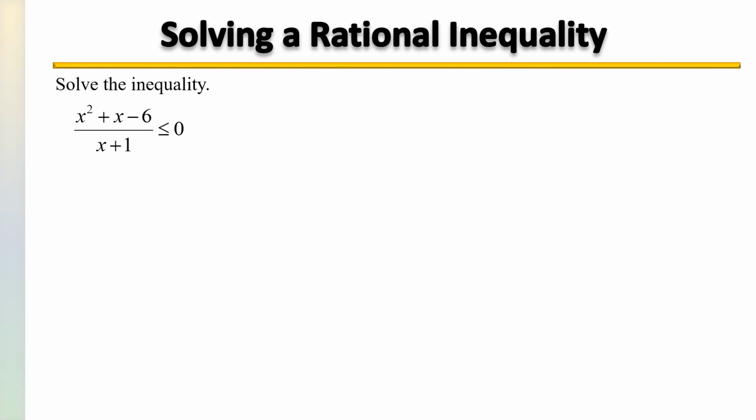Let's do one more inequality. So here we have an inequality with a single fraction on the left side and 0 on the right. So we have it in the correct form. That's great. Now we can go ahead and proceed to step 2 to find the boundary points. We need to factor the top, set it equal to 0, and solve for x. Solve for x on the bottom so we can get our 3 boundary points there.